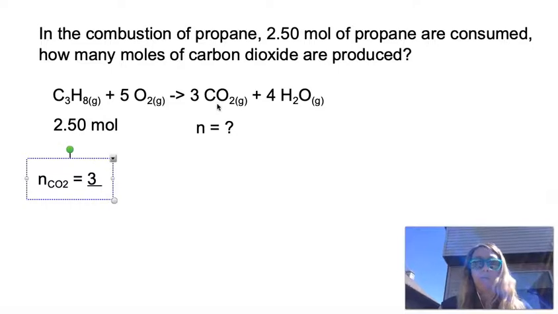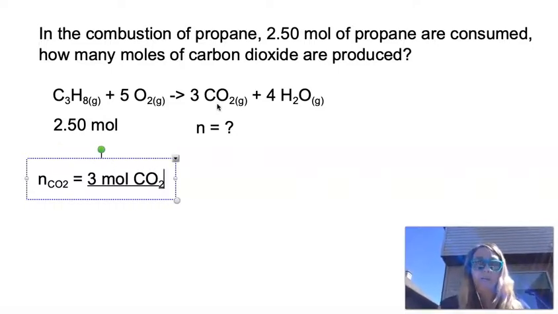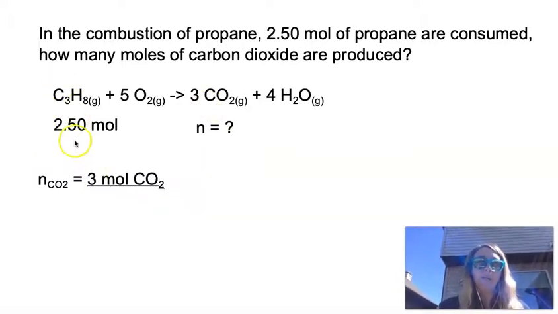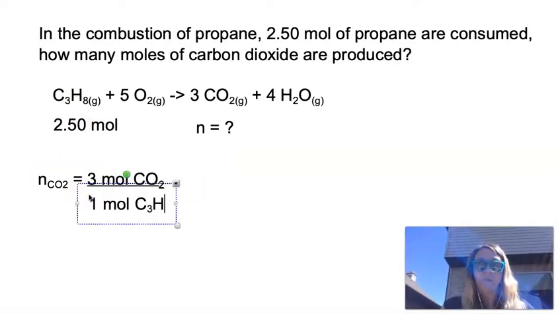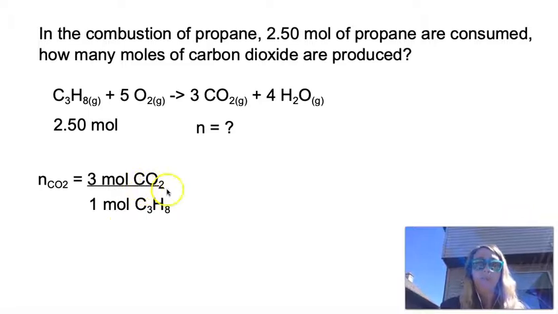So because we balance with the 3, we're going to say 3 moles of that carbon dioxide. Okay, that's going to go over our given. The only one we have info for is that propane. So it's going to be 1 mole of that C3H8. Okay, so looking at my units, I now have moles of CO2, which I want, but now I have moles of C3H8, which I need to get rid of. But that's okay because I know how many moles I have. It was given to me over here.